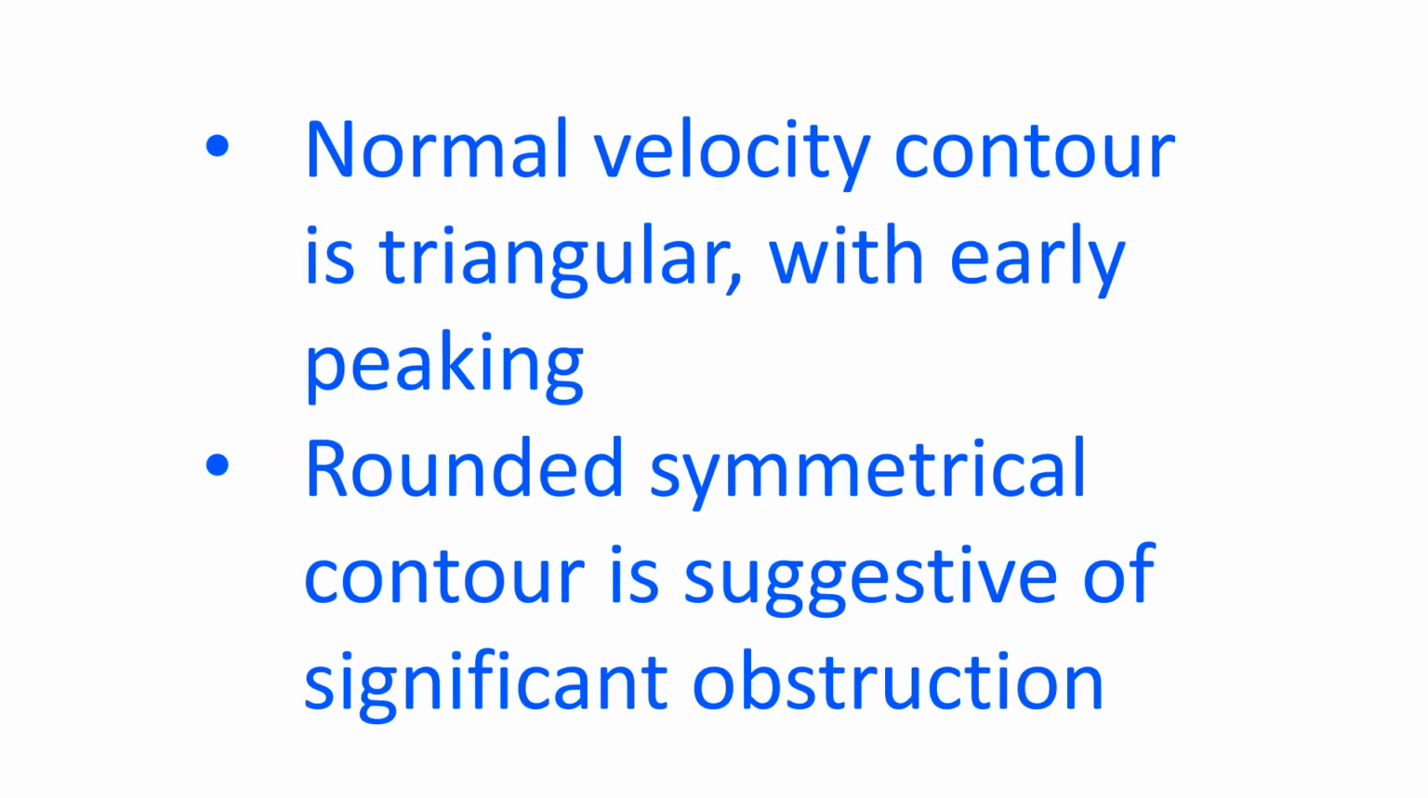Quantitative parameters measured are the transprosthetic velocity and gradient along with effective orifice area. It has been mentioned that occasionally an abnormally high gradient may be noted across the small central orifice of a bileaflet mechanical prosthesis, leading to overestimation of gradient. Contour of the jet velocity across the prosthetic aortic valve is also important. Normal velocity contour is triangular with early peaking. Rounded symmetrical contour is suggestive of significant obstruction.